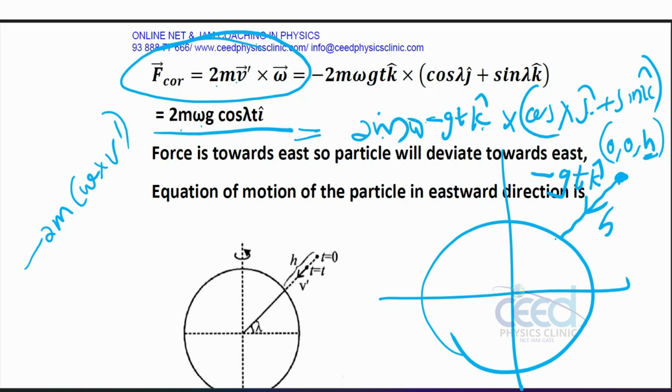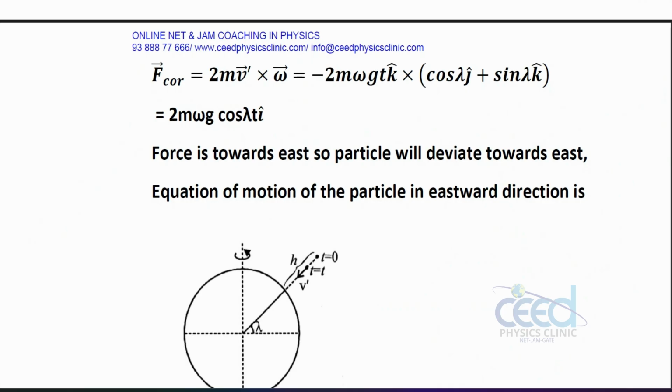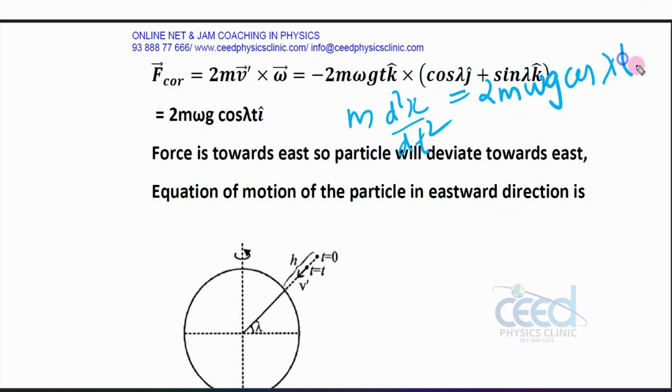So definitely we understood one freely falling body. This is the direction i cap, slowly deviate into eastward direction. That means i cap direction. So it is deviating to i cap direction. What is that force? Force is equal to 2m omega g cos lambda t i cap. What is that force? We can write as m d square x by dt square equal to 2m omega g cos lambda t without a direction, right? Now m cancel.